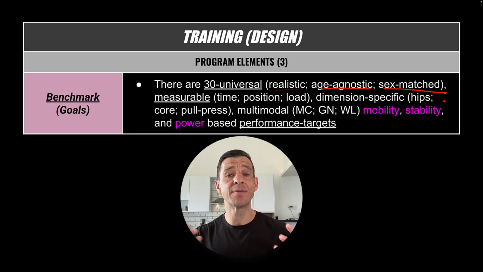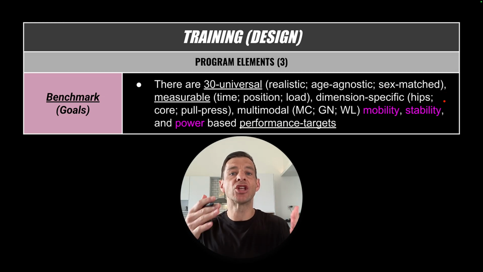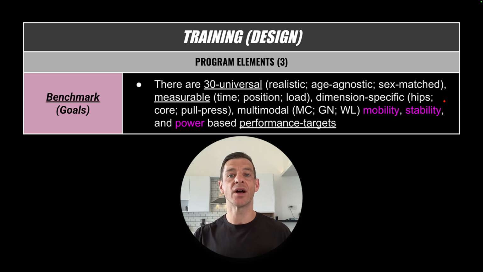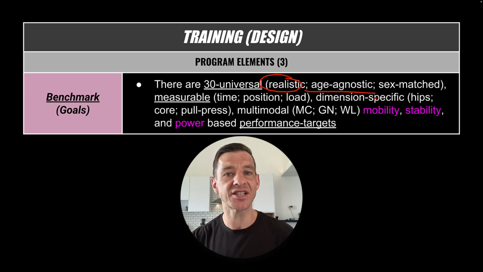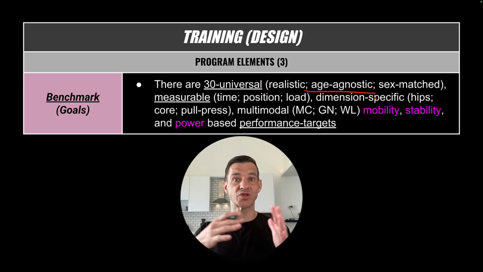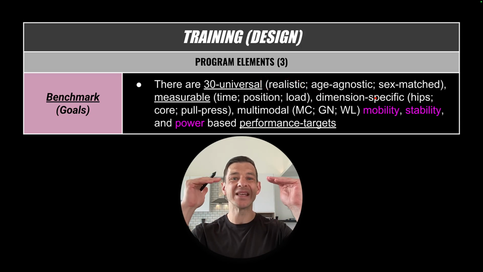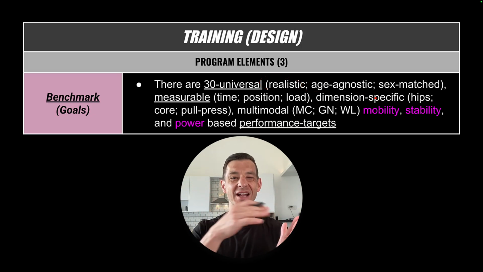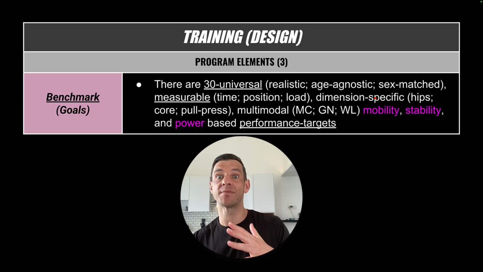What does that mean? It means that regardless of who you are and how old you are, male, female, if you put in the time, you will achieve that goal no matter what. So it should be realistic. The reason I say age agnostic is because whether you are 20 years old or 60 years old, the goal should be the same. Yes, if you're younger, it may be very easy. And if you're older, it may be a little bit harder.